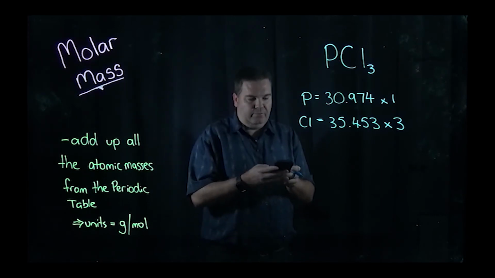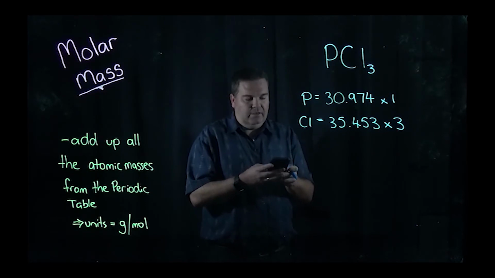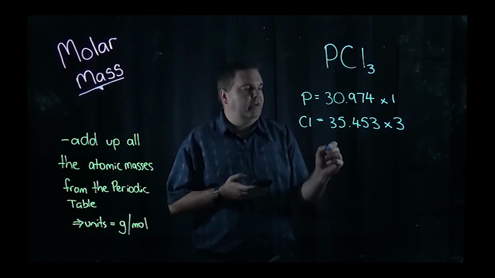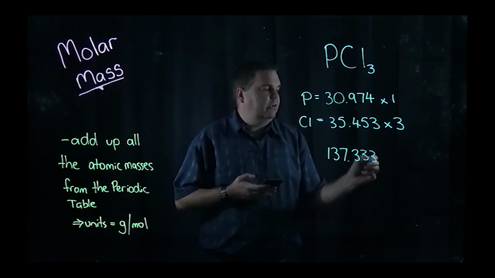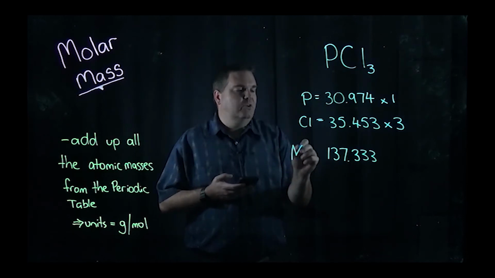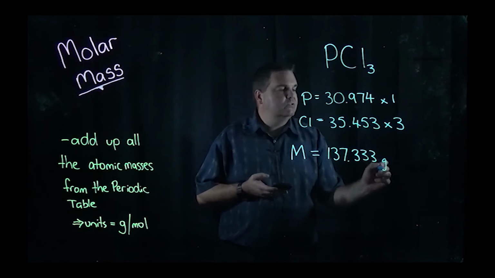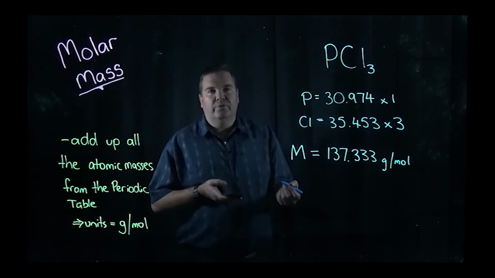So 35.453, we multiply that by 3, and then we add in the phosphorus, and we get a value of 137.333. Now that is the molar mass. For molar mass we give the symbol capital M, and the units are grams per mole. So that's just a simple calculation to begin with.